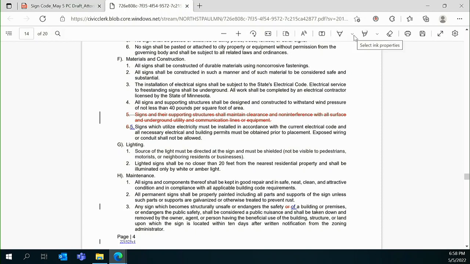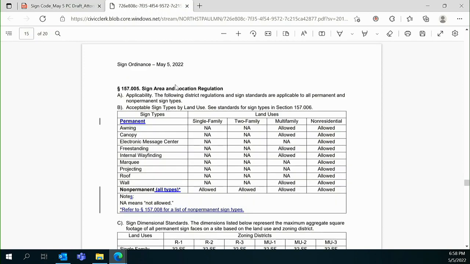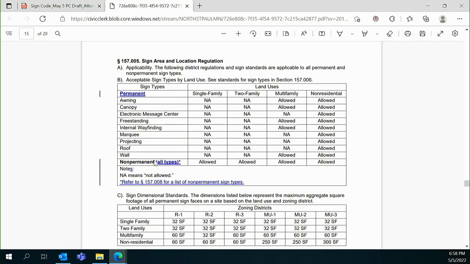And now I said something to Brandy, because when I was looking through this, I will admit, when I was looking at page 15 in the chart, particularly the second one, the C one, I managed to confuse myself. So I had to lay it out by both permanent and non-permanent as far as the sizes, just to clarify for myself. And we discussed this, I know, because it says, this C says the dimension is the maximum aggregate square footage of all permanent sign faces.